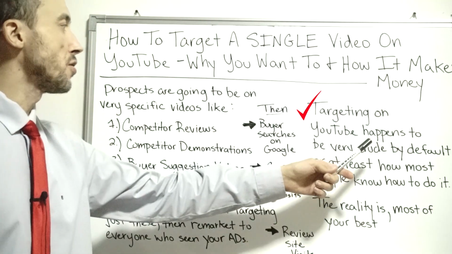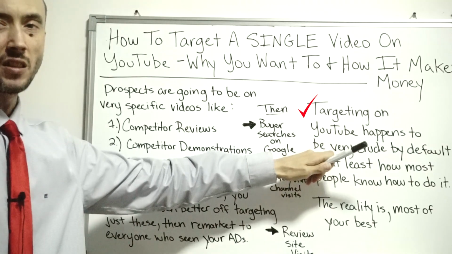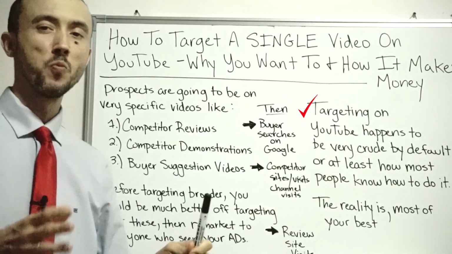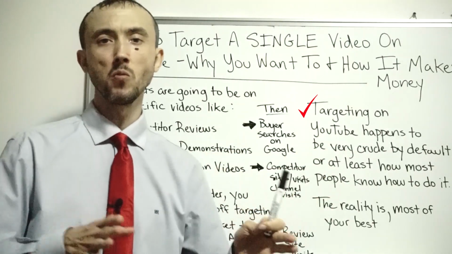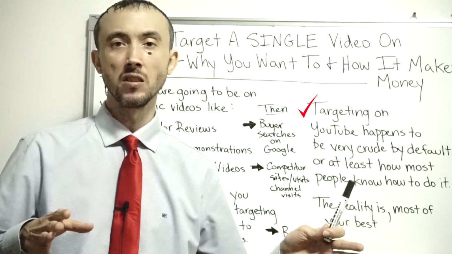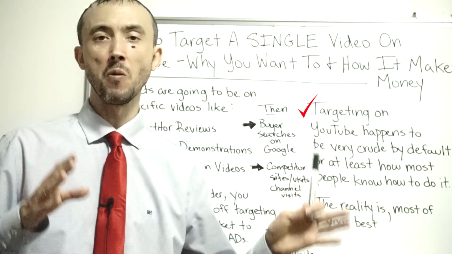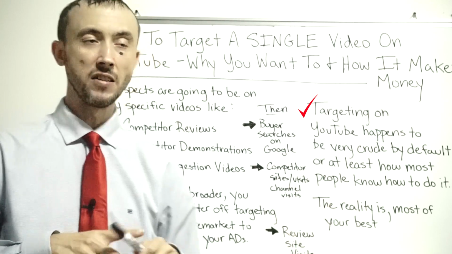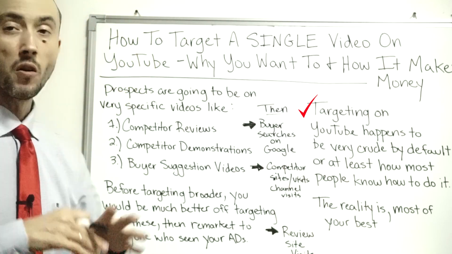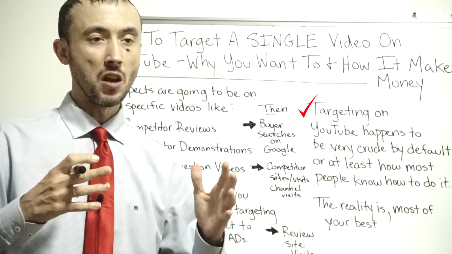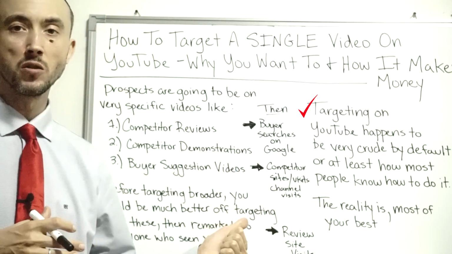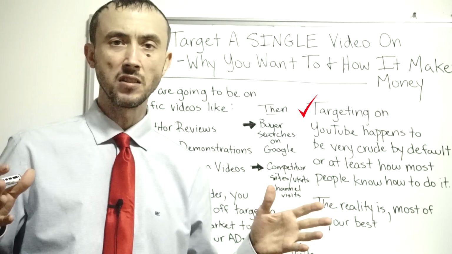Targeting on YouTube happens to be basically very crude by default. This is, I would say, the biggest reason why people can't get YouTube ads to be profitable at the level they want or need it to be profitable for their brands. Going back to the thing I just said, the reason why targeting a single video is so powerful is because it cuts out all the waste.